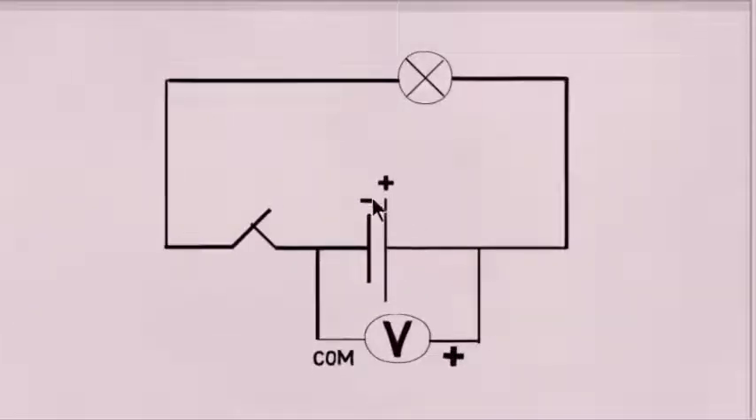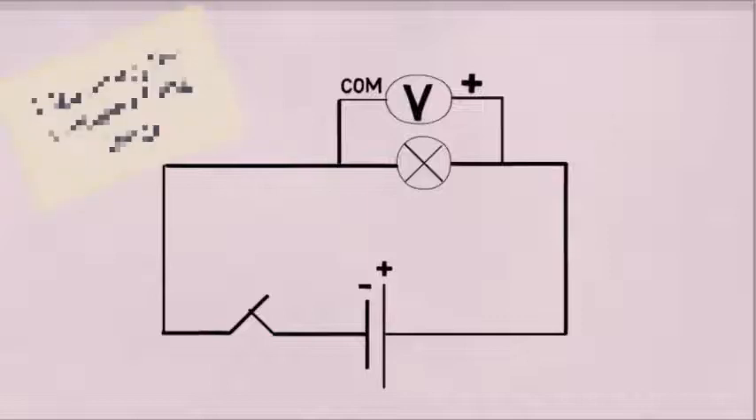This is the dry cell, this is the lamp, this is the closed switch, and these are the connecting wires. This is the voltmeter that is connected across the dry cell to measure the voltage of this dry cell. We put the COM terminal in this side because it's the side of the negative pole of the dry cell, and we put the positive terminal of this voltmeter here because it's the side of the positive pole of the dry cell.